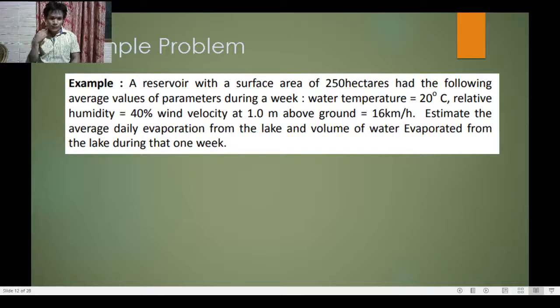So, example problem. I have only one example problem, but I will use the three equations. A reservoir with a surface area of 250 hectares had the following average value of parameters during a week. Water temperature is 20 degrees, relative humidity 40%, wind velocity at 1 meter above ground is 16 kilometers per hour. Estimate the average daily evaporation from the lake and volume of water evaporated from the lake during that week.